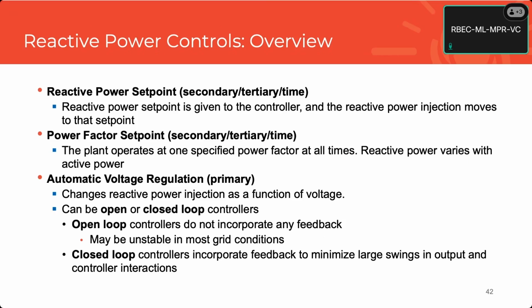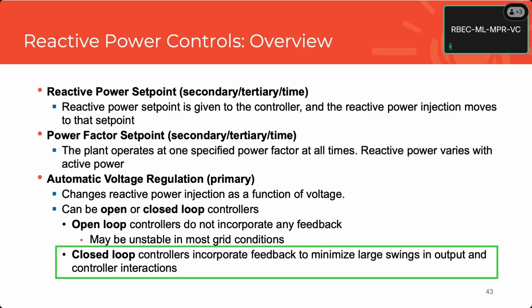But then we have open and closed loop controllers. Open loop controllers, they don't care about any feedback. They're just doing what they're going to do based on their measurements, which may be unstable in a lot of grid conditions. If you want to use open loop controls, you really need to tune the entire system together in a way that you don't cause control interactions or any adverse things. But we're going to focus a lot here on the closed loop controllers, because these are the ones that are most often in use, especially in the US. And these incorporate feedback to minimize those large swings, right? So you get some feedback from what you're actually doing on the system, so you're not just massively ramping to either side of your controls.